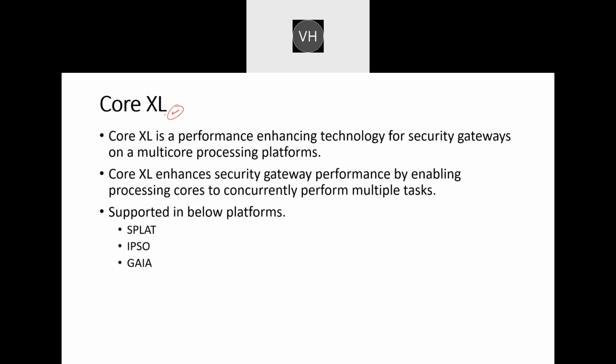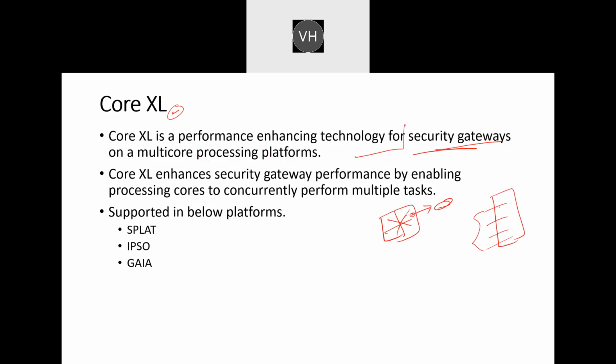Core XL is a performance enhancing technology on the firewalls. Suppose we have a single CPU, it will be divided into multiple cores, with each core performing its own functionality. So we can say Core XL is a performance enhancing technology that improves the performance of security gateways on multi-core processing platforms. Multi-core processing platforms means they have n number of CPU cores.